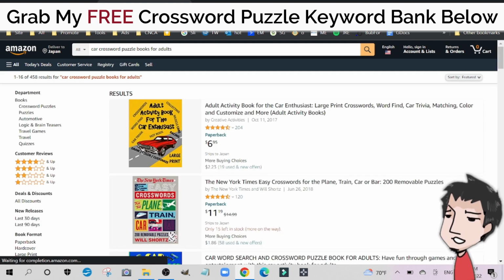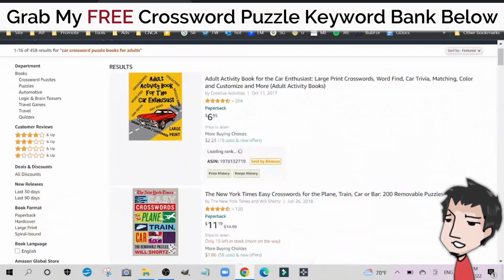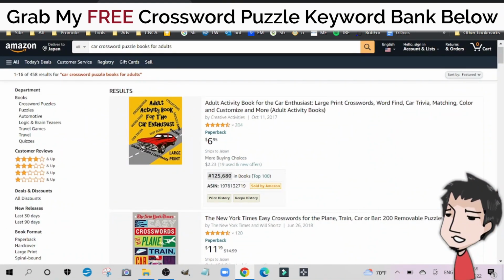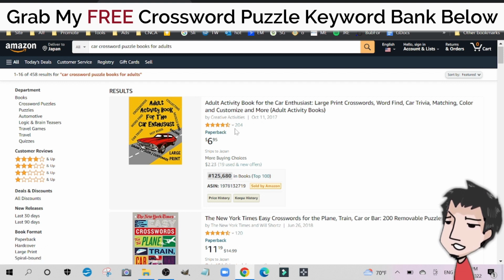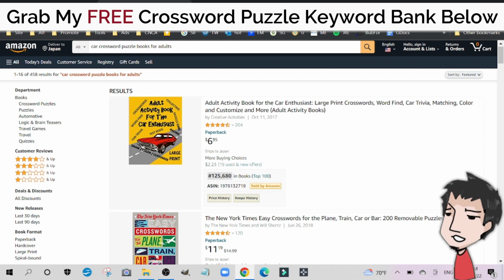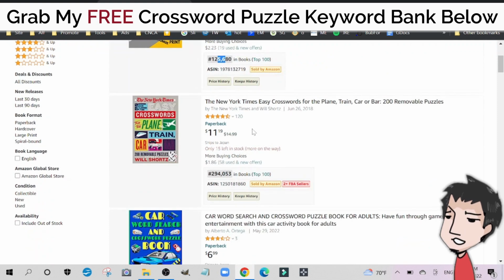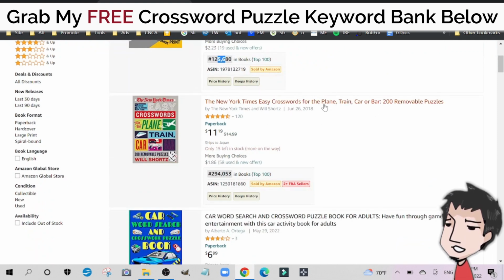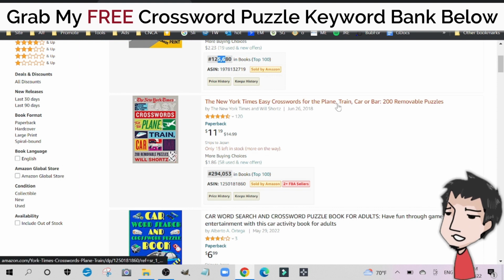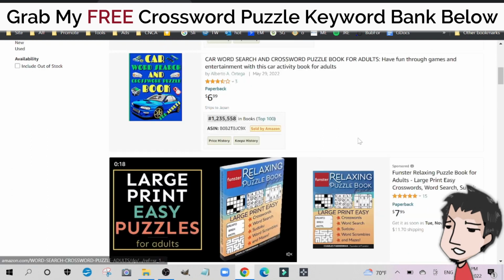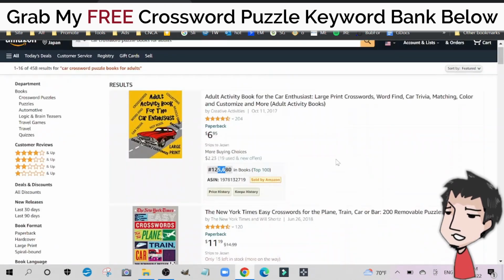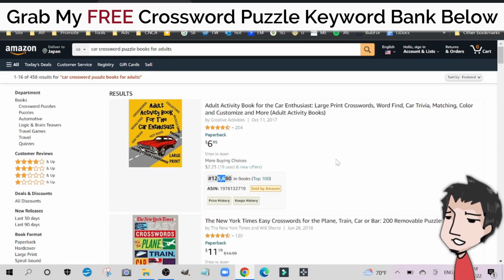A nice long tail keyword. Again, result count under 1,000. And the first one at the top here has around 200 reviews. They have a BSR, so it's selling. This one here expands not only cars but trains and planes. Car word search. Okay, so this is another great niche I'm giving away to you right here, right now.